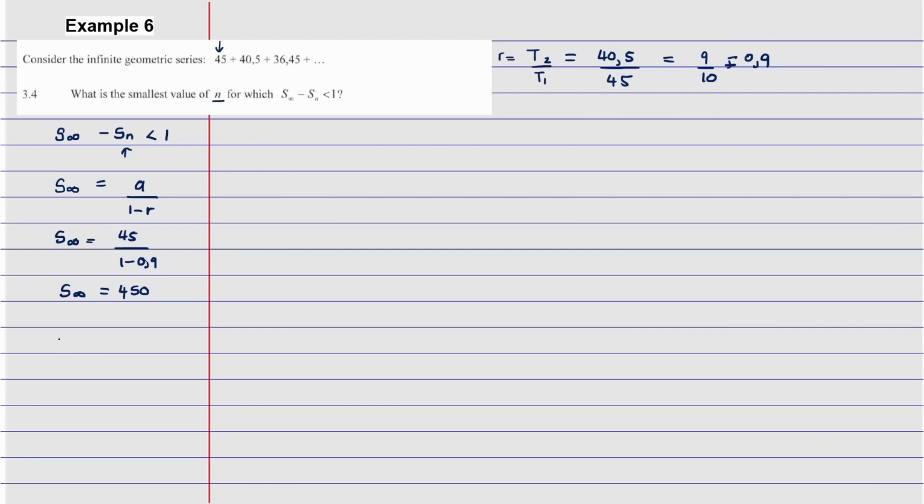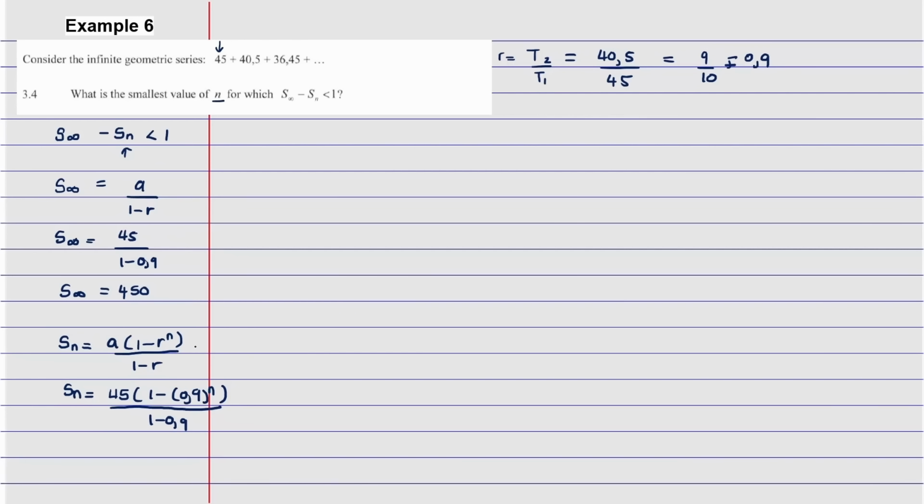So now, after finding the sum to infinity, you're going to find Sn. Since r is less than 1, we're going to use this formula. Sn is equal to a open bracket 1 minus r to the power n, divided by 1 minus r. So substitute a and r. A is 45, so that's 1 minus open bracket 0,9 to the power n, divided by 1 minus 0,9.